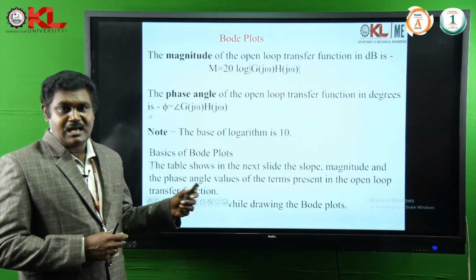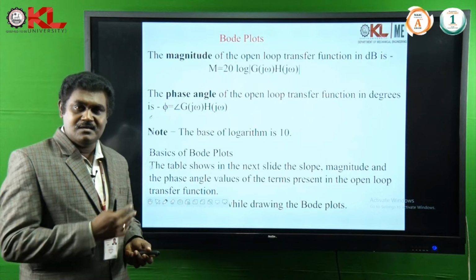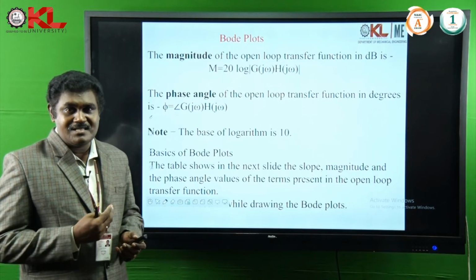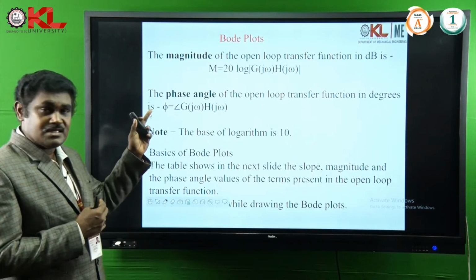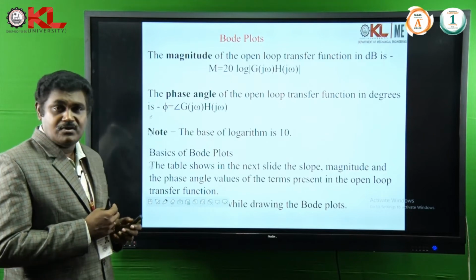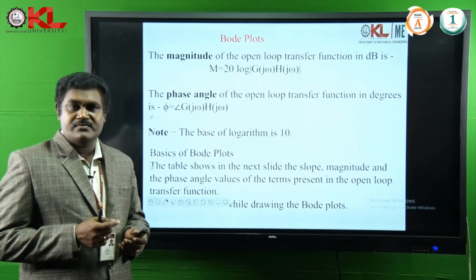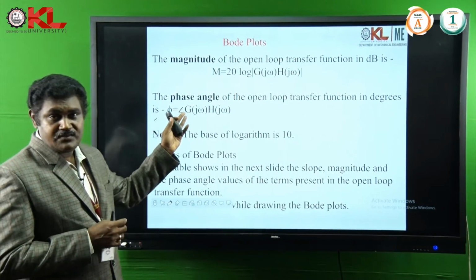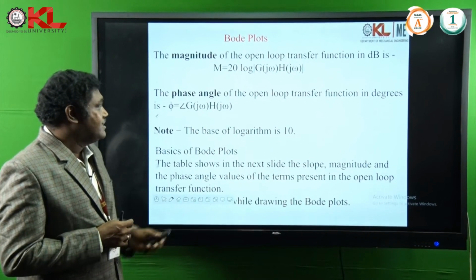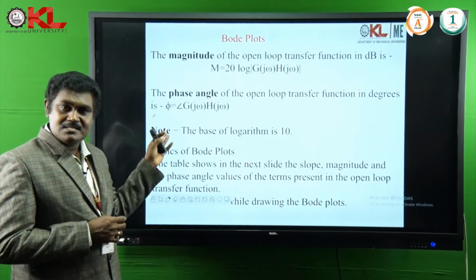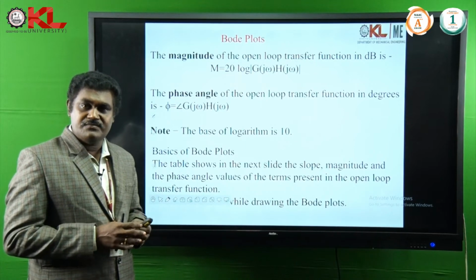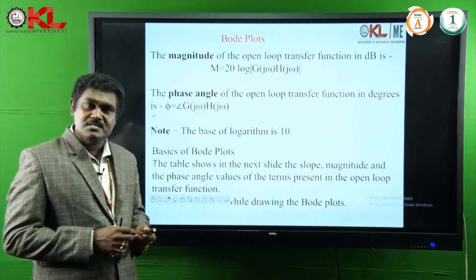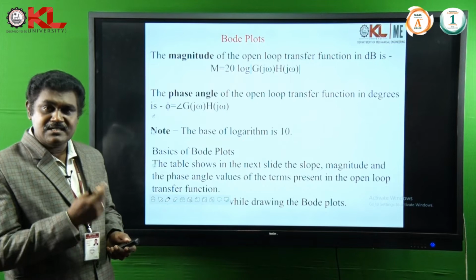Because it uses the logarithmic scale, we need to construct the plots accordingly. The magnitude of the open loop transfer function is in decibels, calculated using M = 20 log of the modulus of G(jω)H(jω). The phase angle of the open loop transfer function is in degrees, that is the angle of G(jω)H(jω). The base of this logarithm is 10 while calculating the magnitudes.